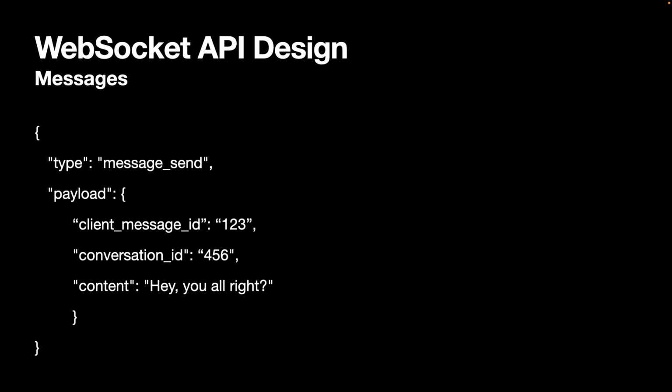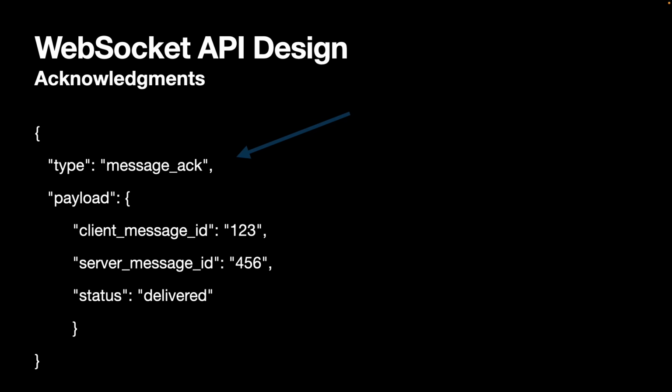Since WebSockets are a low-level protocol, they don't provide guarantees about message ordering or delivery. For critical actions, you need to build that yourself. For things like chat, you might also include a timestamp or a sequence number in the payload to ensure messages are displayed in the correct order. Also, it would be a great idea to include acknowledgements in your design. When the server receives the message and stores it successfully, it can send back an acknowledgement event. That way, the client knows that the message was delivered and can update the UI.